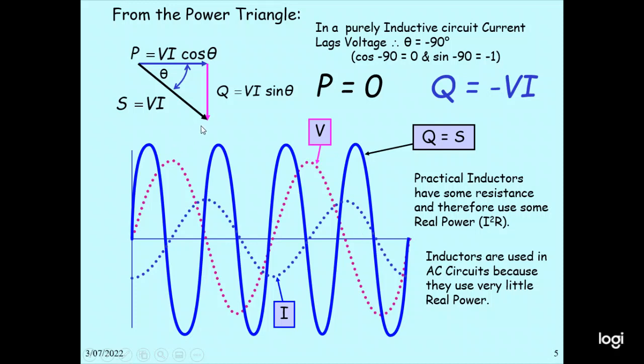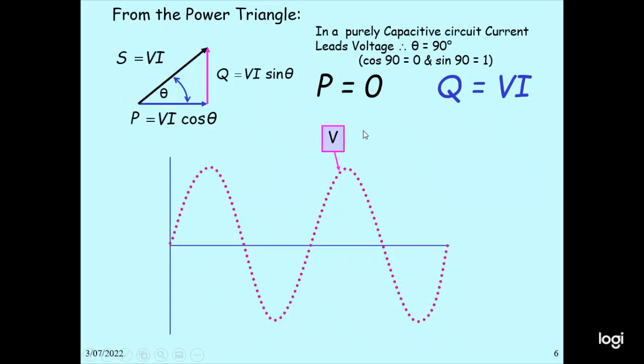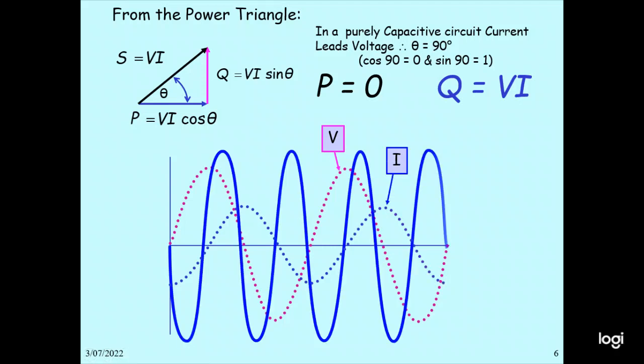So this is for the inductive circuit diagram. And for the capacitor, real power is 0 and Q equal to VI. This is the voltage circuit. So in this case, S equal to VI, Q equal to VI sin theta, P equal to VI cos theta. This is the voltage diagram, the blue is the current graph, and the power graph is like this.